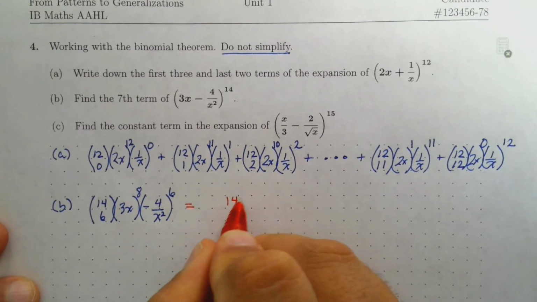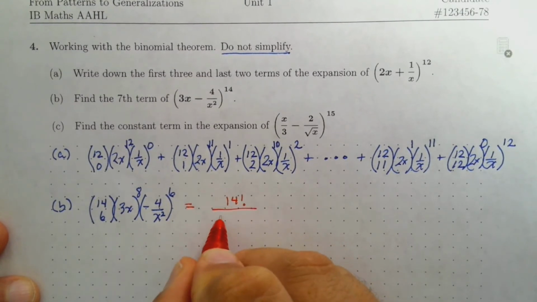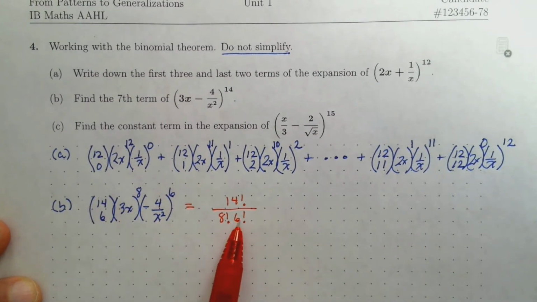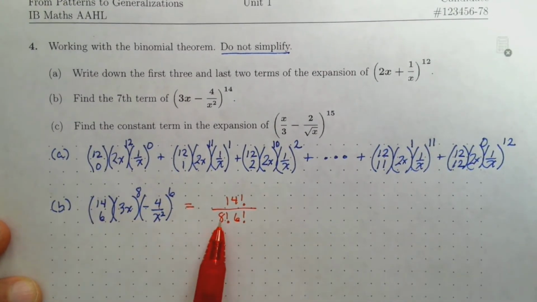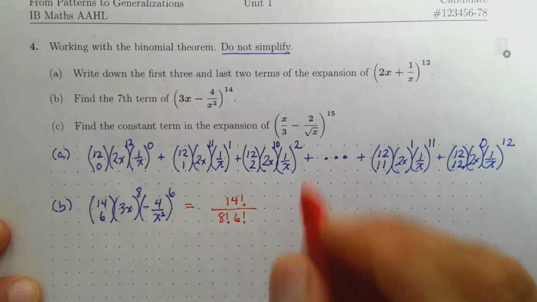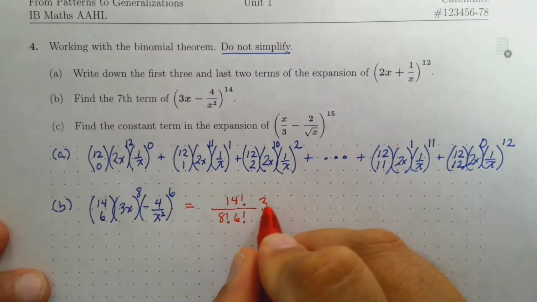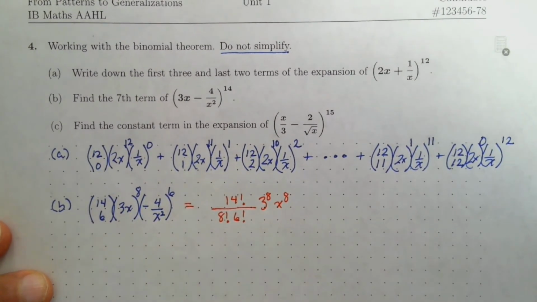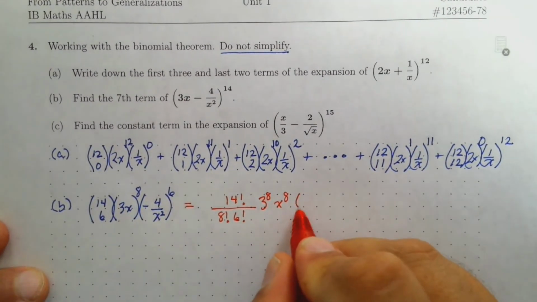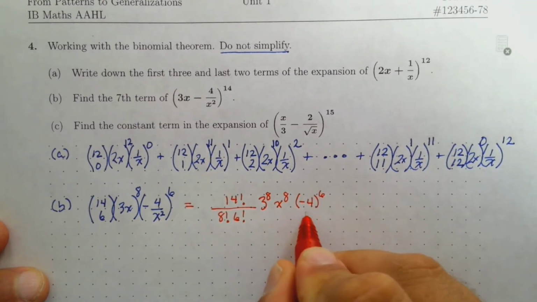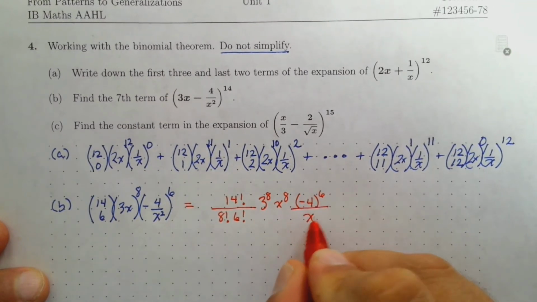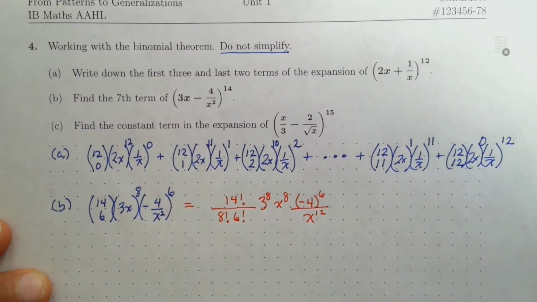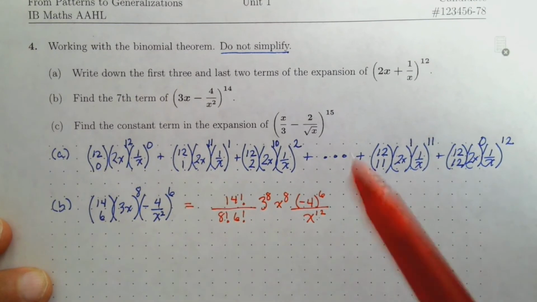Now, we're asked not to simplify here, but if I wanted to simplify, this would be given as 14 factorial divided by 8 factorial, 6 factorial, the 6 because of here, and 8 plus 6 is 14. And then we would have 3 to the 8th power, x to the 8th power, from the 3x to the 8th power, and we would have negative 4 to the 6th power all over x to the 12th power, because x squared to the 6th power is going to be x to the 12th.